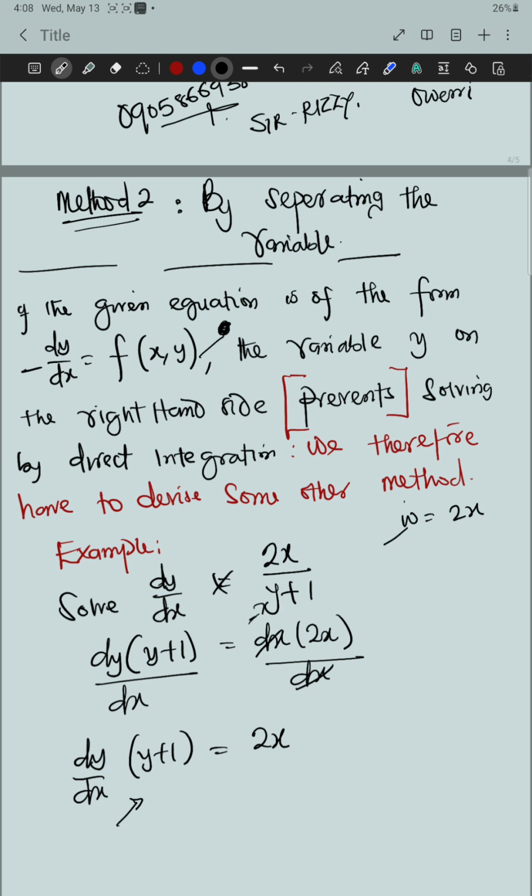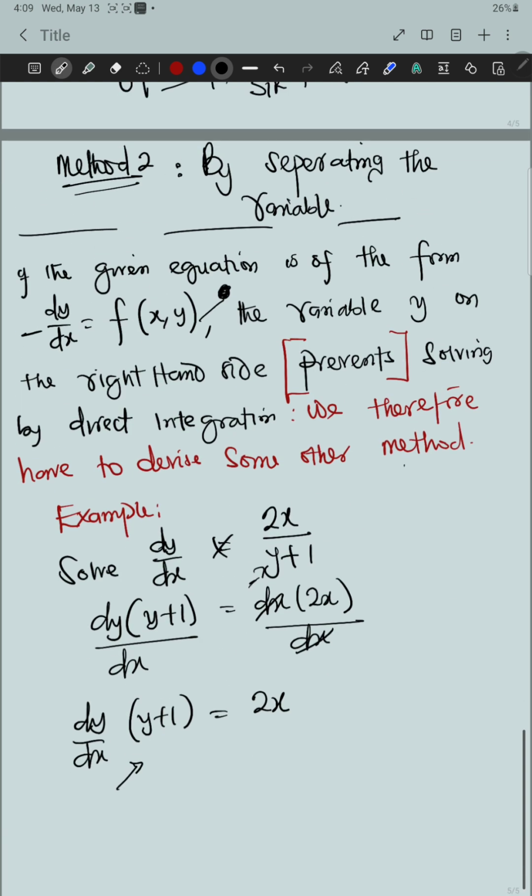Sorry for the interruption. Let's continue with what we are doing. We said dy dx is equal to this. Now you can discover that the variable y is on the left hand side, so you can do a direct integration on this.